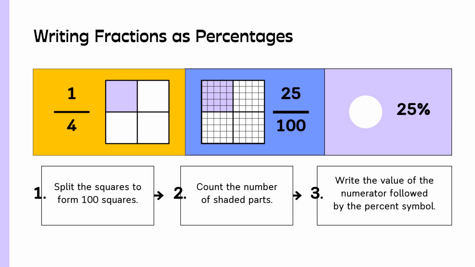Writing fractions as percentages. A quarter, right? You split the squares to form 100 squares. Count the number of the shaded part, and then you write the value of the numerator followed by the percentage symbol. Cool. Because remember, it's out of 100. So 25% is 25 divided by 100. Cool.